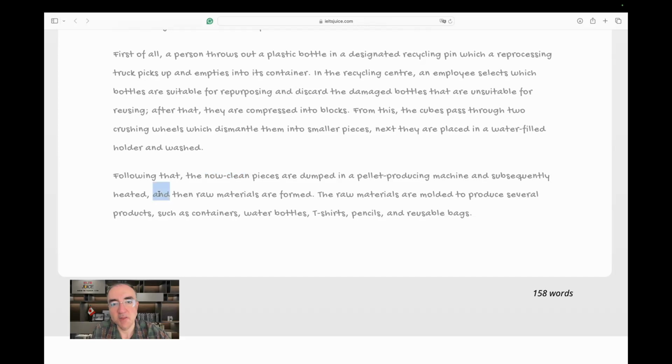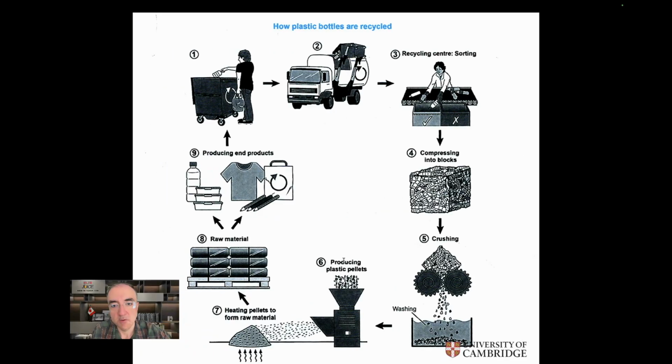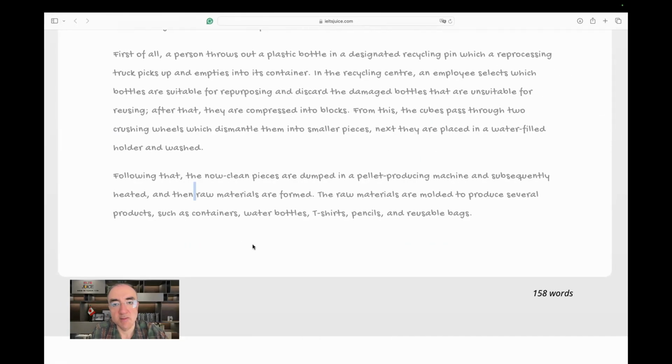And then there is a lot of and now. I'm beginning to feel there is a little bit overuse of and. And then another comma here, raw materials are formed. Let's see. So they're producing plastic pallets, and then these pallets are heated to form some new raw materials. Fine. Then in the 8th step, you have the raw materials at hand.